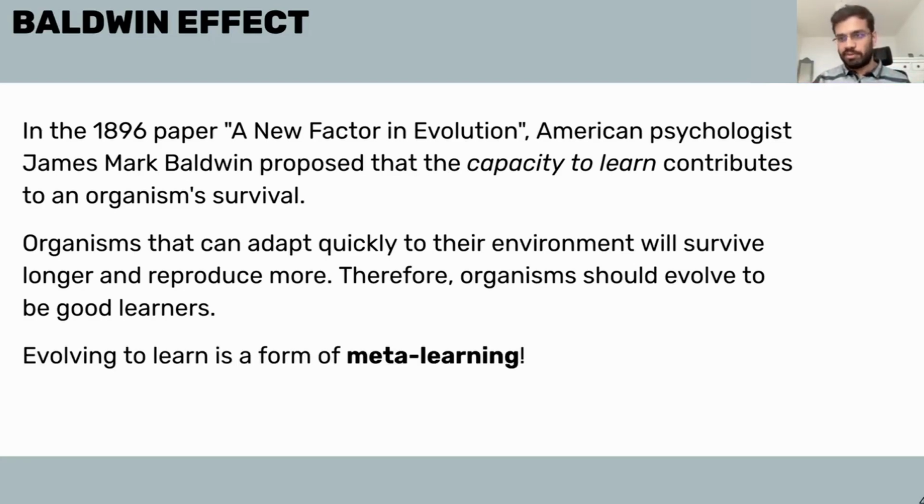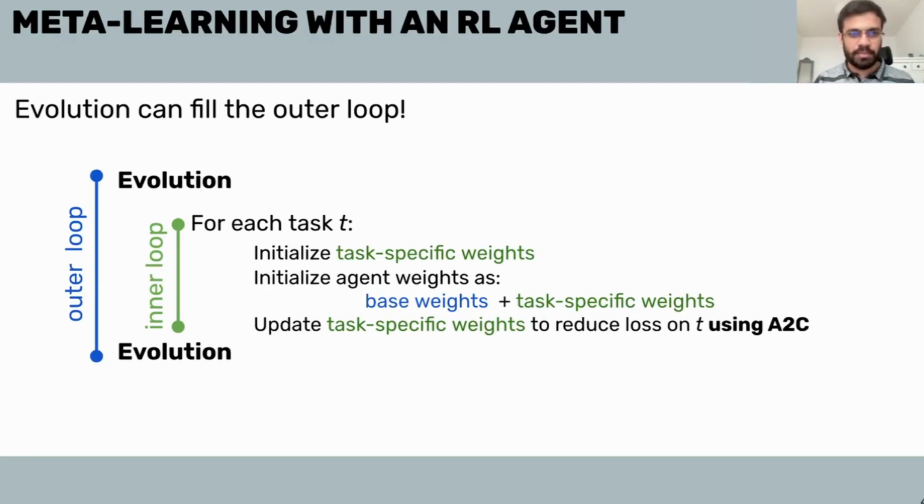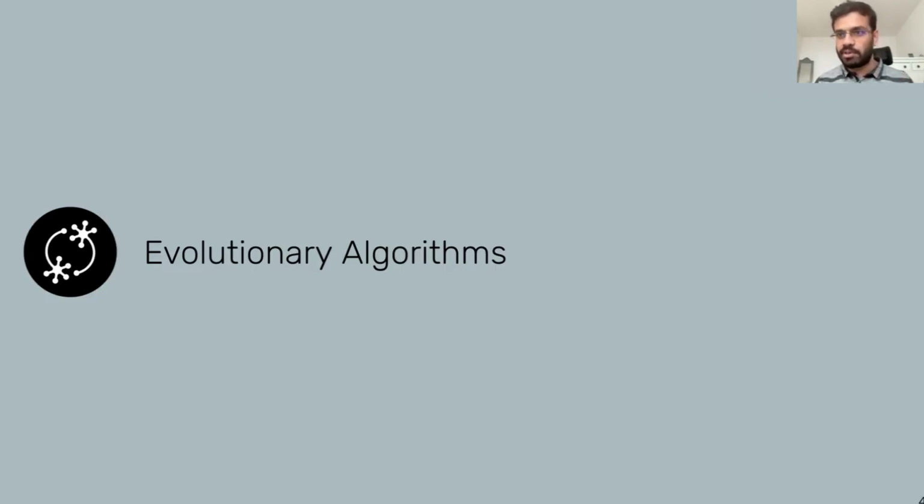Evolving to learn is a form of meta learning. That's the framework we are going to operate in. So how do we do this? The outer loop can basically be evolution in this case, but how do we implement this evolution? So now we are going to talk about evolutionary algorithms.